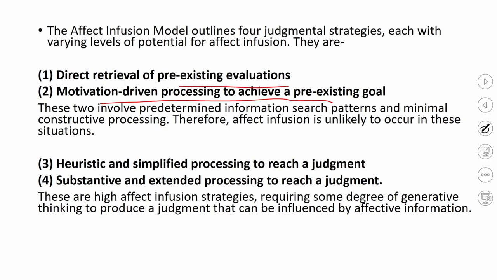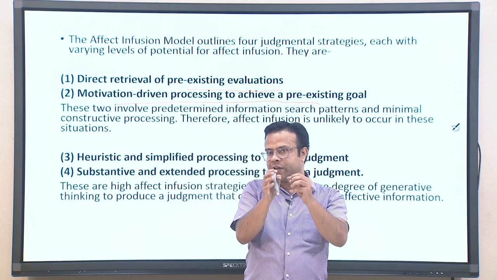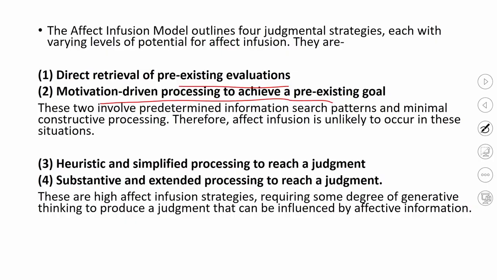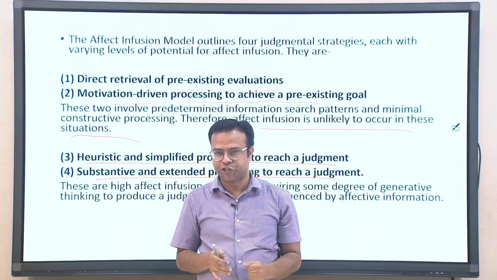In these two conditions, you do not have to do much constructive or detailed processing. So, according to this model, affect infusion, or the influence of emotion, will be less here. It may be there, but it is less likely to occur in this situation. Situations 3 and 4 are different. In the case of heuristic and simplified processing, when you use mental shortcuts, a little more influence of emotion will be there. The highest emotional influence will happen when there is substantive and extended processing, very detailed and complex processing. So, these are high affect infusion strategies, meaning in these cases the influence of emotion will be much stronger as compared to the first two conditions.